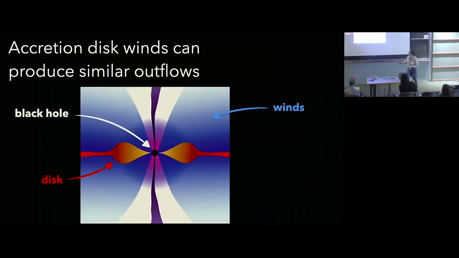I guess I mentioned this earlier, but accretion disks can also produce similar outflows. This is a sort of artist illustration of what these disks might look like, where you have a black hole at the center. You have, in this case, a puffy disk because the radiation pressure is pushing gas out, and at some point it's pushing it into winds that are at larger radii.